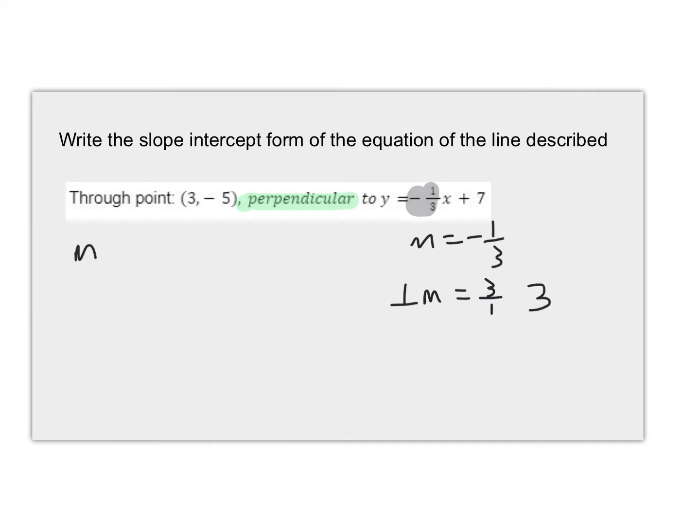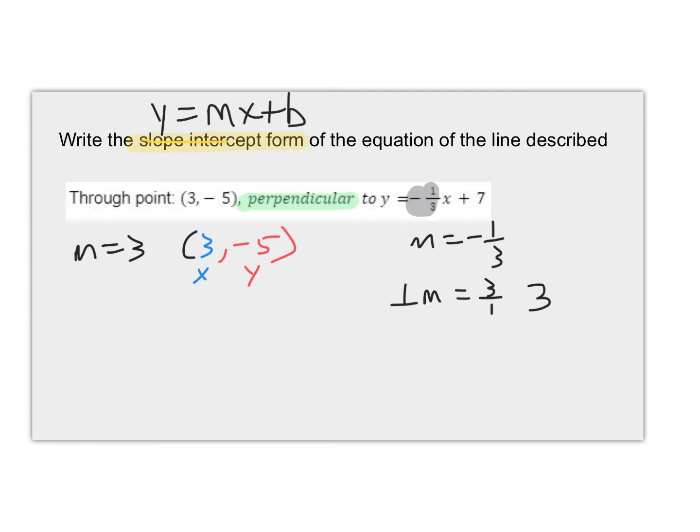So we're going to write an equation that has a slope of 3 and goes through the point (3, -5). Remember, the 3 is the x and the -5 is the y. But we're going to write it in slope-intercept form. Right here it asks us to write it in slope-intercept form. Well, that's y equals mx plus b.